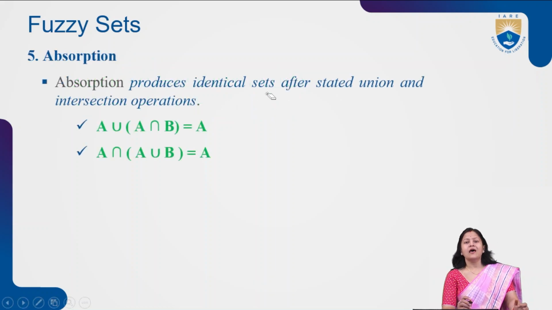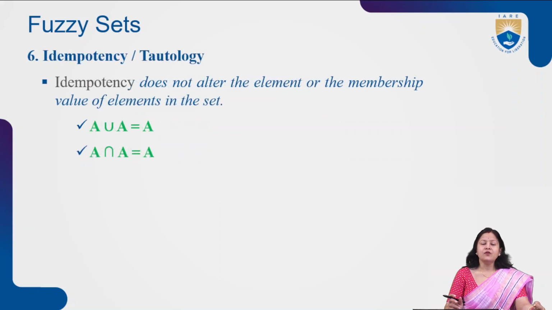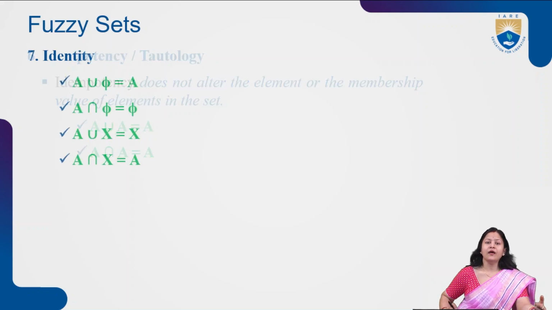Same operation. The absorption property says that it produces identical sets after the stated union and intersection operation. A union A intersection B is equal to A, and A intersection A union B is also equal to A. Idempotency, which is also called tautology. Idempotency does not alter the elements or the membership values of the elements in the set. A union A is equal to A and A intersection A is equal to A.